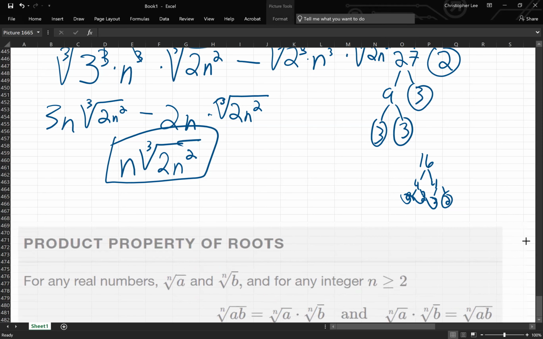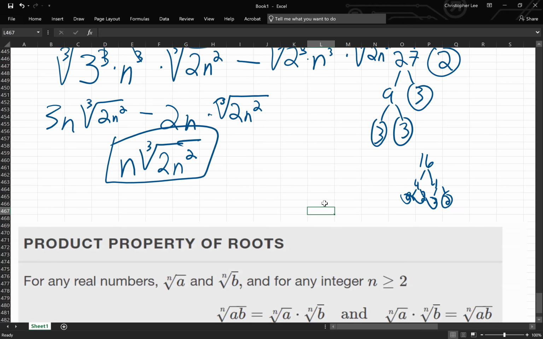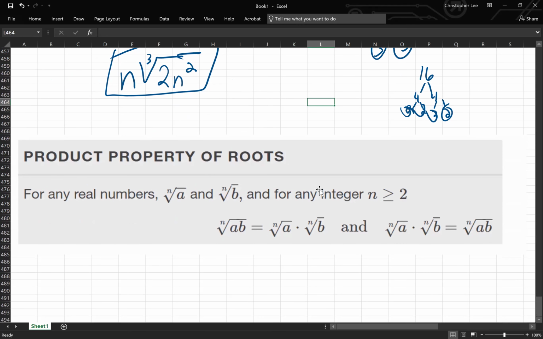Just want to jog our memory a little bit. So we have the product property of roots: for any real numbers, the nth root of a and the nth root of b, and for any integer n greater than or equal to 2, the nth root of a times b is equal to the nth root of a times the nth root of b. And the nth root of a times the nth root of b is equal to the nth root of a times b.